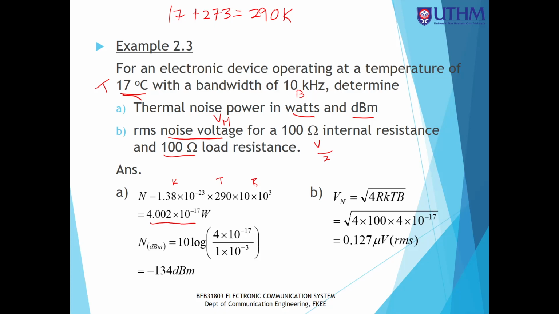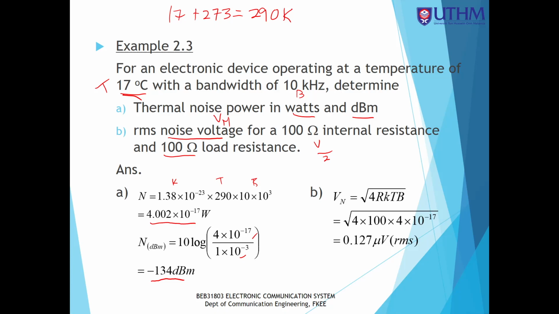So how do we calculate in dBm? dBm means dB milli, so we need to divide the power by the reference value of 1 milli, and then do 10 log. We get negative 134 dBm. Try using your calculator.